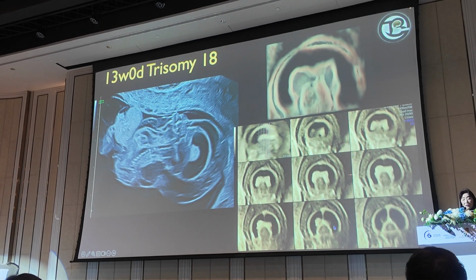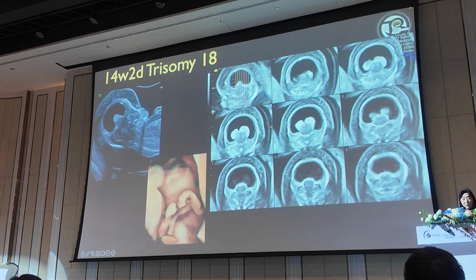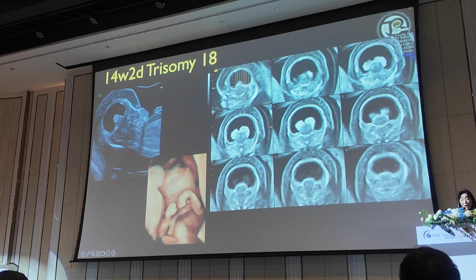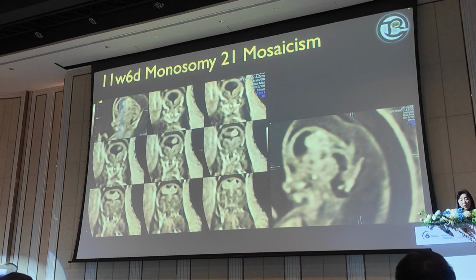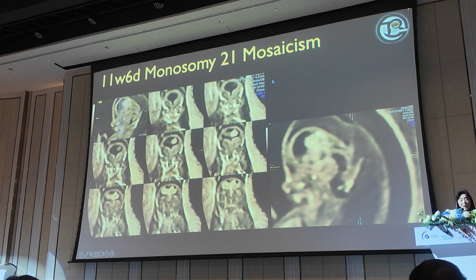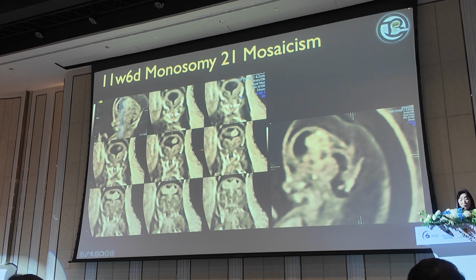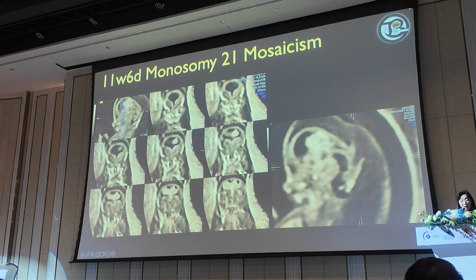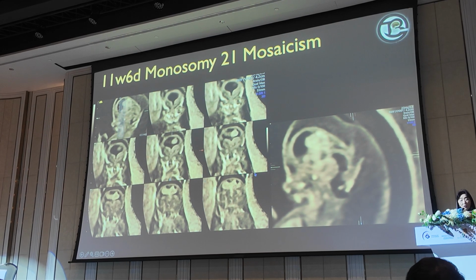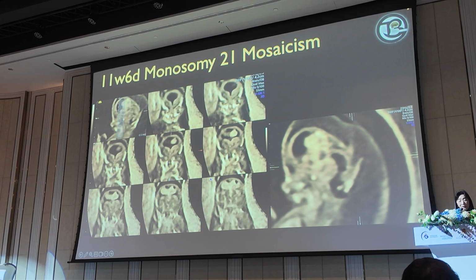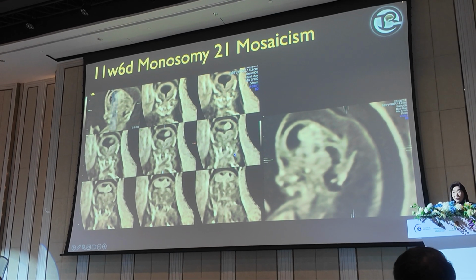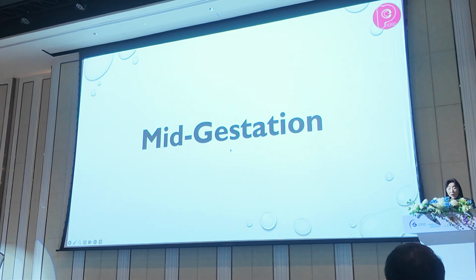You can see the very clear abnormality of the brain. And this is 14 weeks, another case of trisomy 18. And this is a very, very rare case, monosomy 21 mosaicism. And this is a very abnormal and very rare case of holoprosencephaly related to chromosome 21.